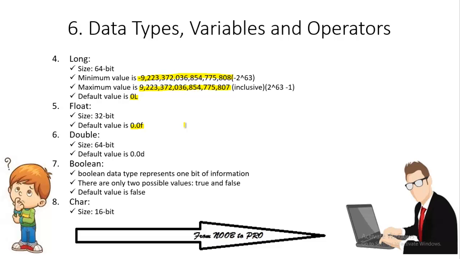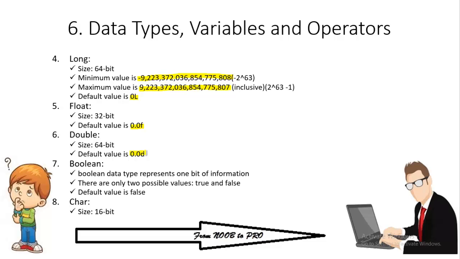Next data type is double. Same as float, but the size is 8 bytes or 64 bits. And if you do not assign a value, the default value is 0.0d. So for large floating values, use double. Okay, again, as per my experience, this is one of the most used data types if we need a decimal data type.